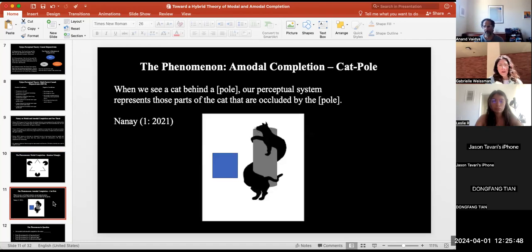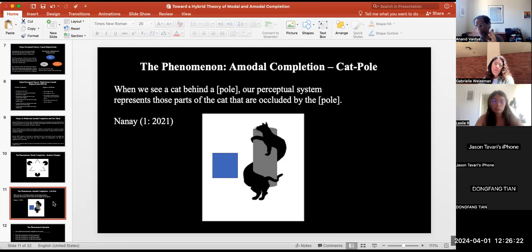Okay, so then there's another one, which is called amodal completion. So when we see a cat behind a pole, our perceptual system, Bensei says, represents those parts of the cat that are occluded by the pole. Okay, so supposedly the idea here is that you don't see the back side of one cat and the front side of another cat. You instead see a complete cat.